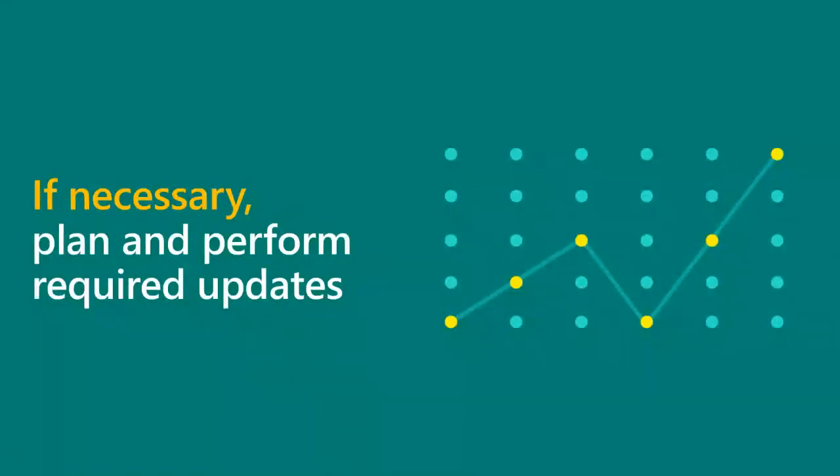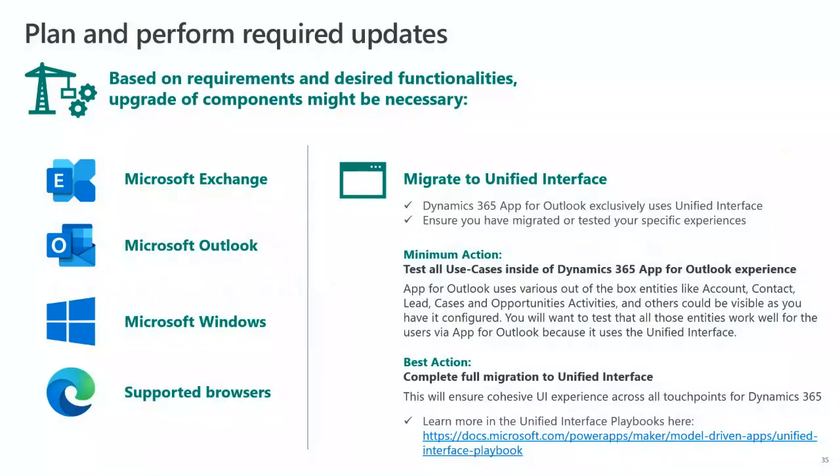Now, if necessary, plan and perform upgrades. That applies to Microsoft Exchange, Outlook, Windows, and the browser you're using. Also, what's important is to at least make sure that your forms that are displayed in the app for Outlook render well in the unified interface. So the minimum action that you need to do is to test all use cases inside the Dynamics 365 app for Outlook experience to make sure that whenever you open a record in the app for Outlook, it renders well because it's been reviewed in unified interface.